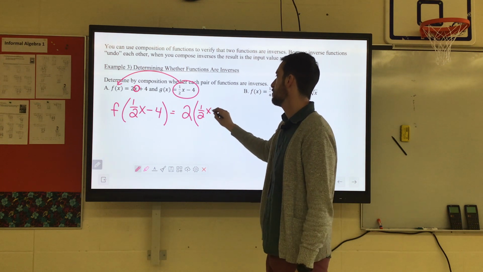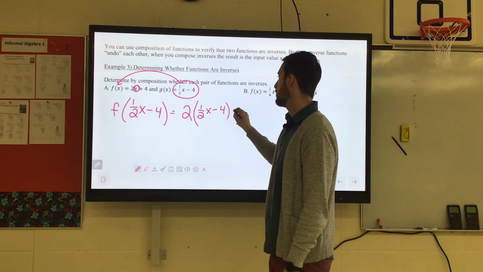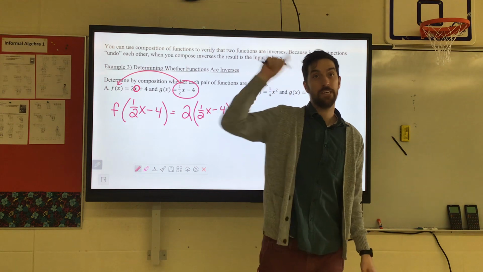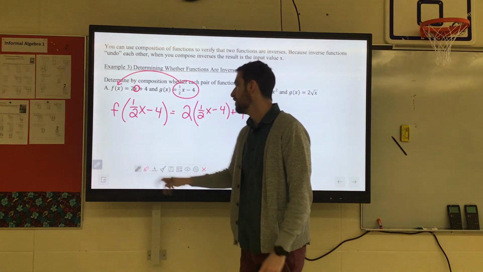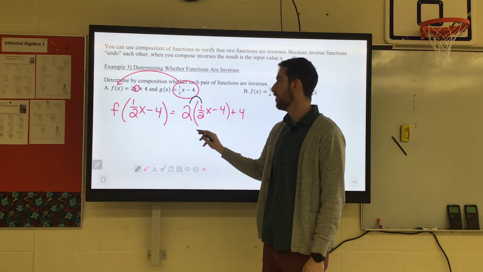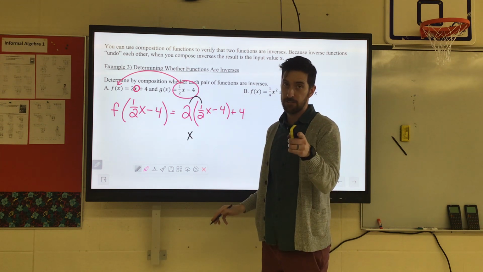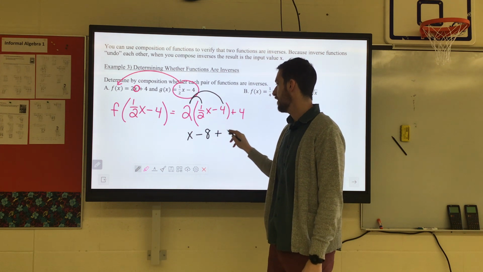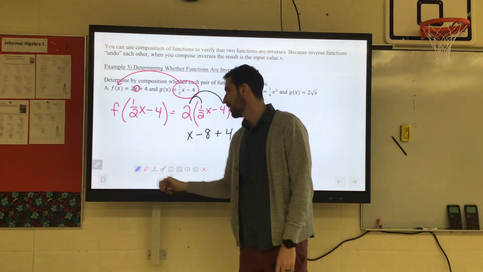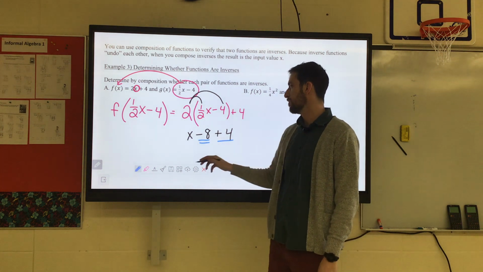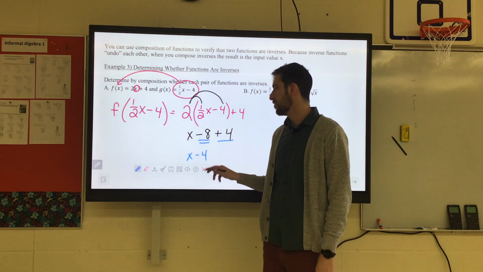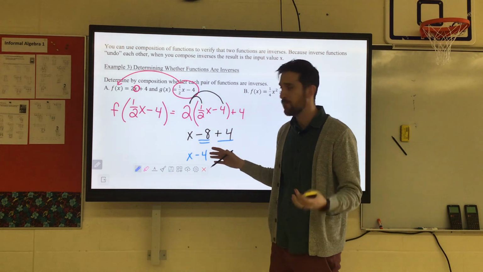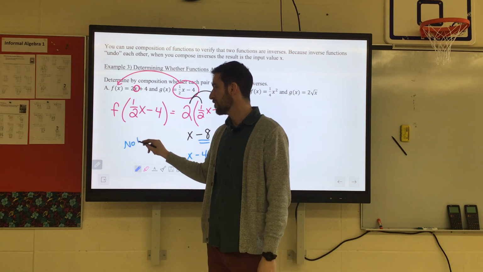1/2 x minus 4, and then plus 4. So we need to simplify this completely, and it needs to just come out to x, nothing else. So if we distribute, 2 times 1/2 x is 1x. Hey, that's a good sign. 2 times negative 4 is negative 8, okay. Then we have that plus 4. So if we're combining our like terms, negative 8 plus 4 is negative 4. x minus 4, nothing else we can do. It needs to come out to just x, not x minus 4. So they are not inverses.